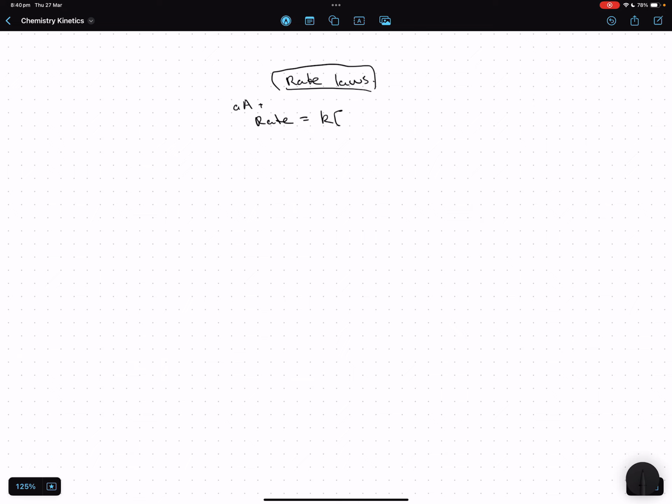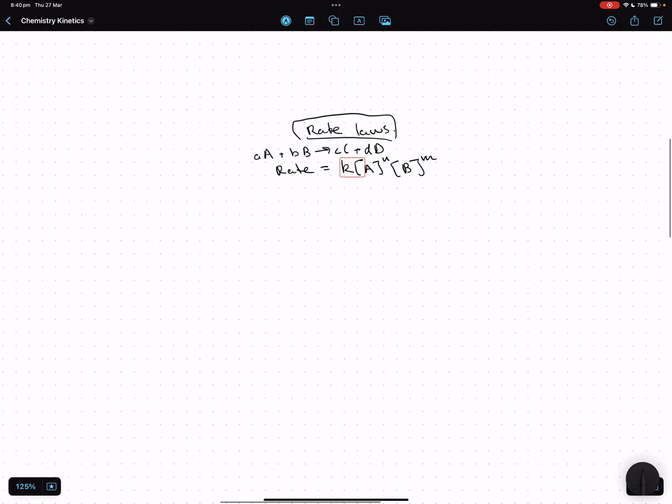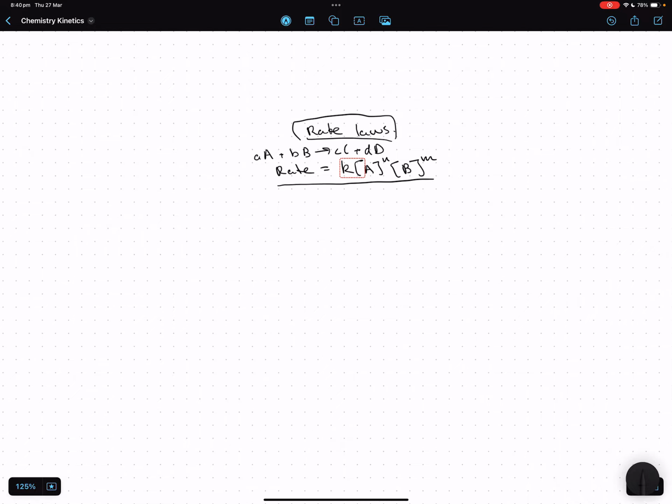aA plus bB produces cC plus dD. This is a basic reaction. The rate equals k, so that's the rate constant. We'll talk about that in a moment. Then [A] raised to a power and [B] raised to a different power. They could be the same, but we don't know yet. So this is called a rate law with a rate constant. Let's just go through each component.